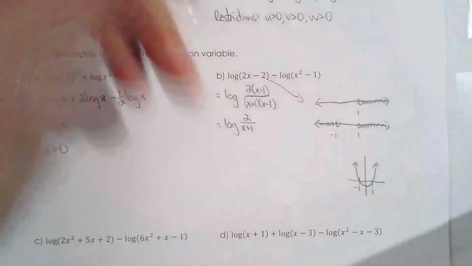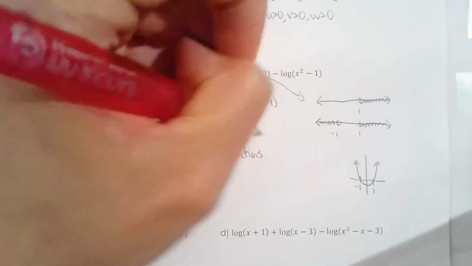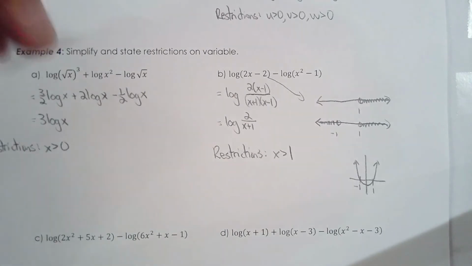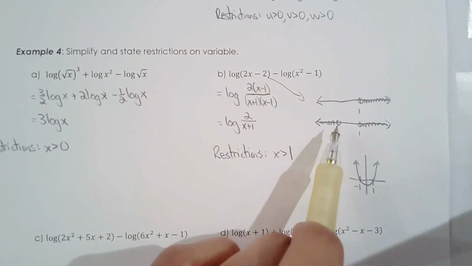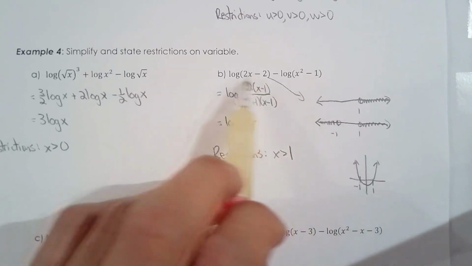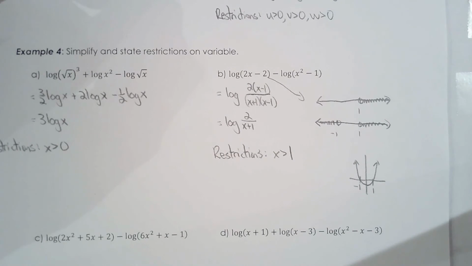So that means the restriction on x, hopefully you can agree, is that x must be greater than 1. Because if it's less than -1, only the second logarithmic term is defined and the first one is undefined. You can't have undefined minus 7, for example. So that doesn't work out.